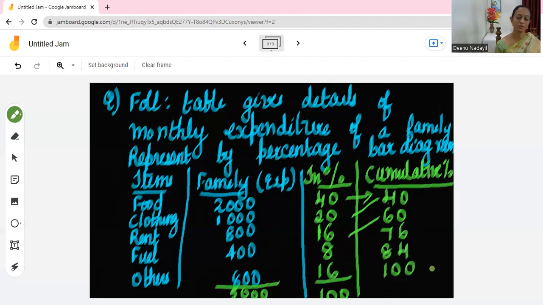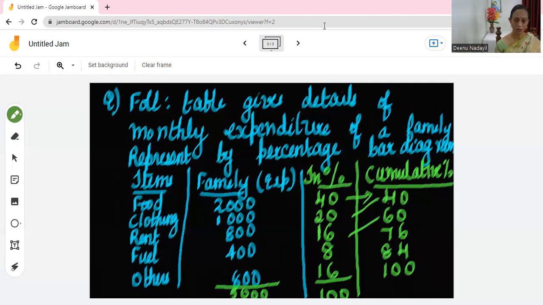So we got this cumulative percentage. In a percentage bar diagram, we have to find the percentages for each item, and then the cumulative percentage also. How to write the cumulative percentages? The first one will be the same, and the remaining we keep adding. 40 plus 20, 60. 60 plus 16, 76. 76 plus 8 is 84, and 84 plus 16, 100. That's it. Now we will go with the diagram, the percentage bar diagram.